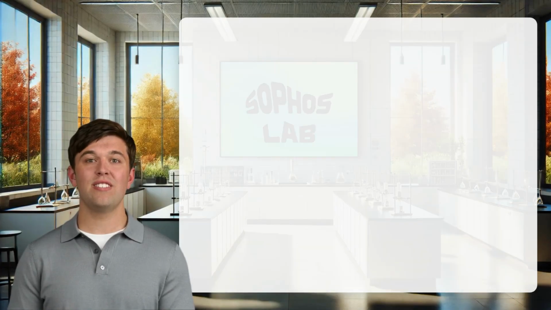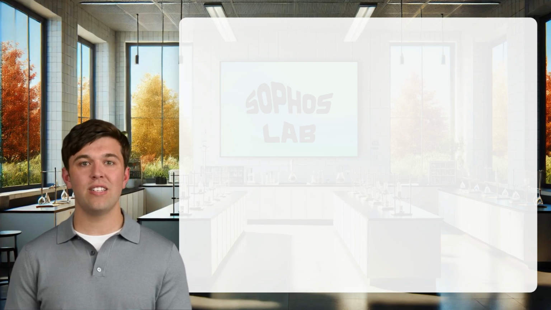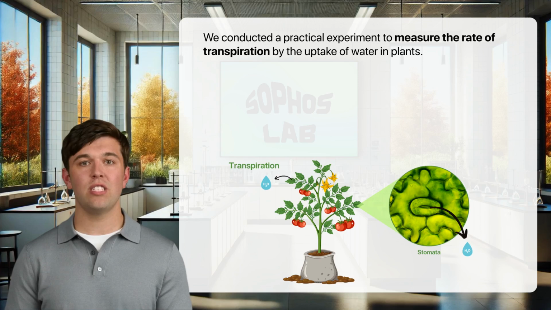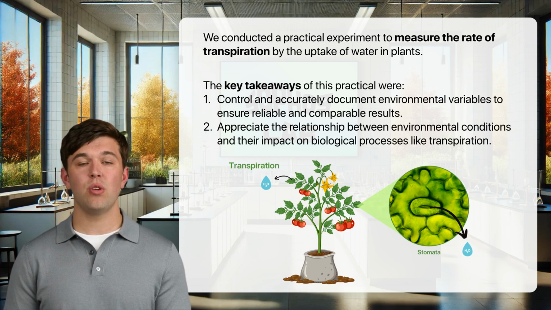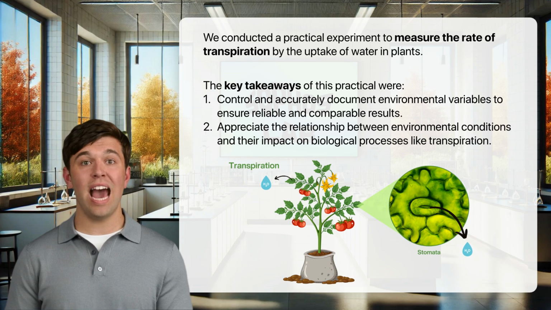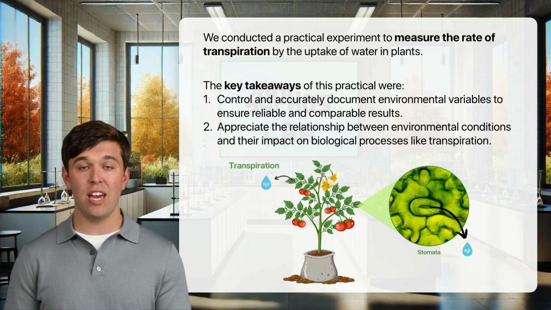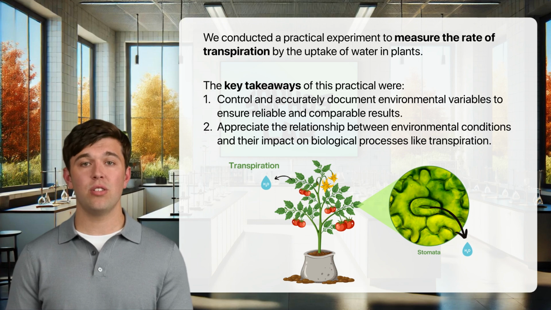Great work. That's the end of our practical. In today's lesson, we conducted a practical experiment to measure the rate of transpiration by the uptake of water in plants. Our key takeaways for future practicals are to control and accurately document environmental variables to ensure reliable and comparable results, and appreciate the relationship between environmental conditions and their impact on biological processes like transpiration.